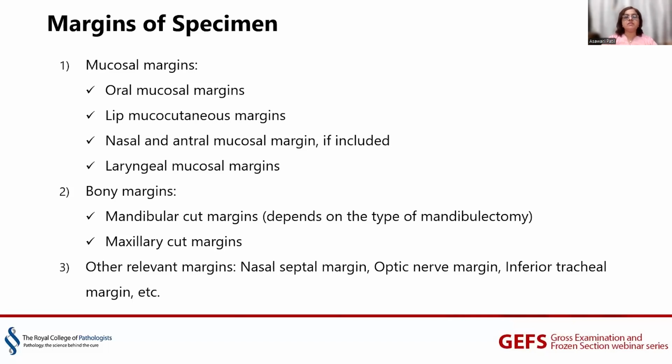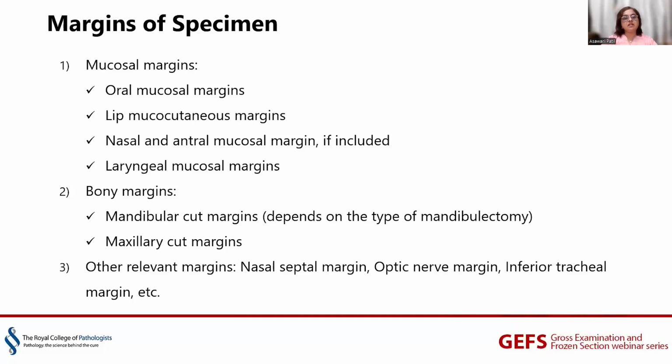We will see how the mucocutaneous margins are submitted. Usually they are shaved, but if they are close to the tumor, then we have to submit them radially. When it is a nasal cavity specimen or maxilla is included in the specimen, we need to submit the antral mucosal margin as well, or antral margins. Larynx, again, has a set of margins of its own, which we'll see when we discuss the laryngectomy specimen. When bone is included, we have to identify bony cut margins depending upon the type of specimen, and submit the bony cut margins.